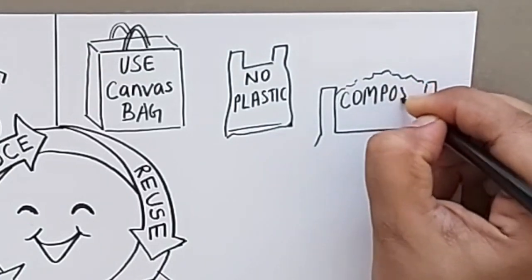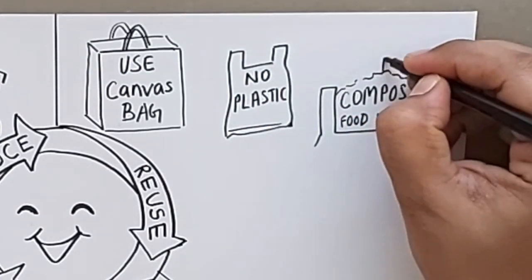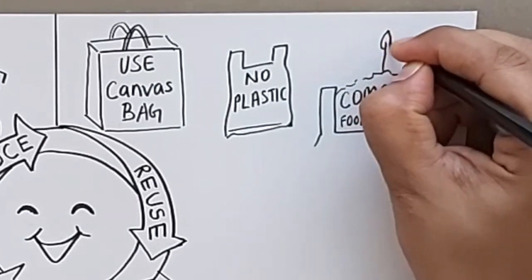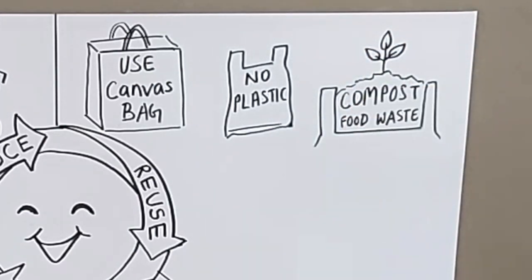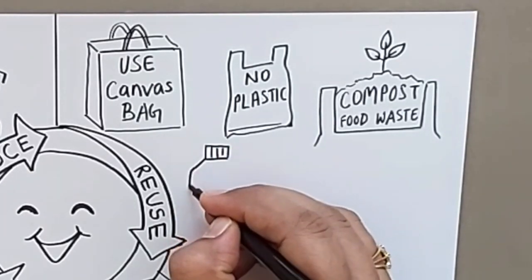As we just said, we have to produce less food waste. If at all we are producing it and we sort that waste out, we can convert the food waste into compost, which is very good to grow plants.